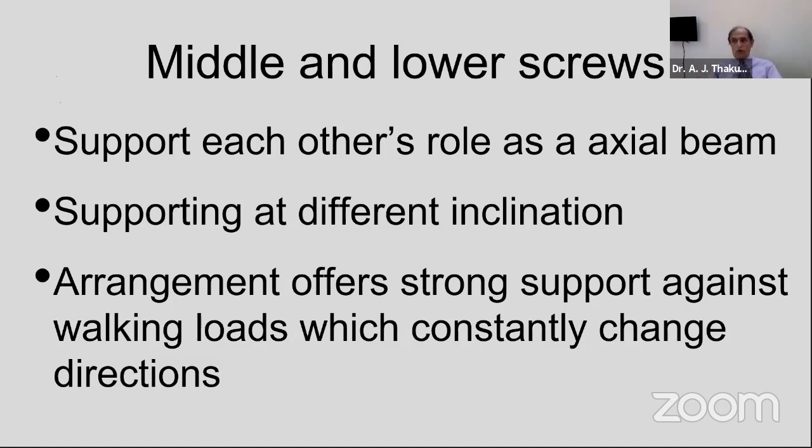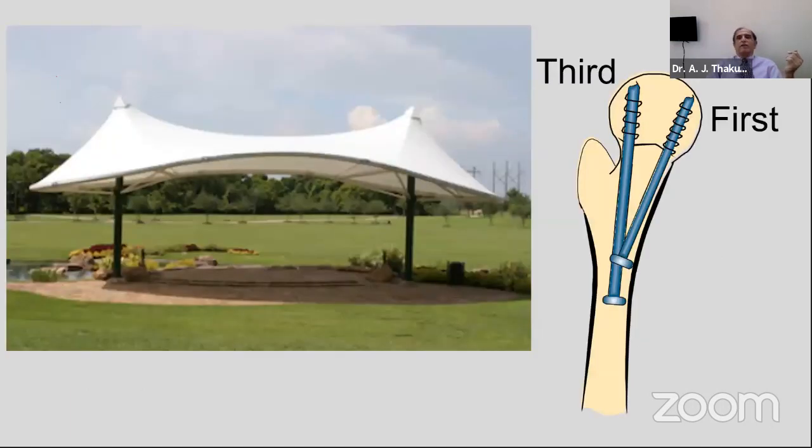Because the third screw is going almost vertically, and the first screw, the lower screw, the middle screw we passed the first time, they are working at two different angles and supporting different directions. So they are withstanding all the loads in different directions. While when you sit and get up, the line of load changes dramatically from 90 to 180 degrees. So there's a lot of biomechanics.